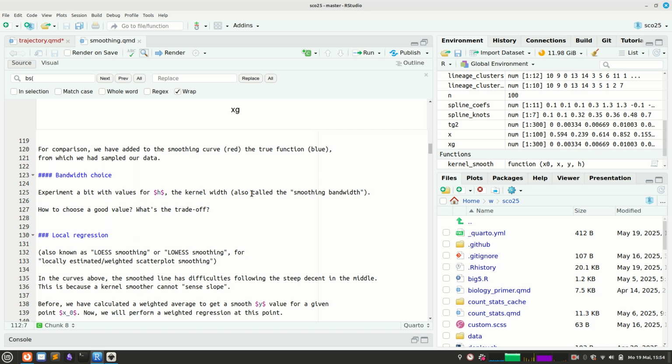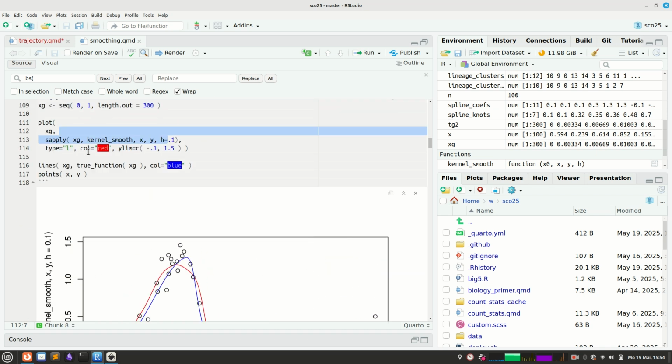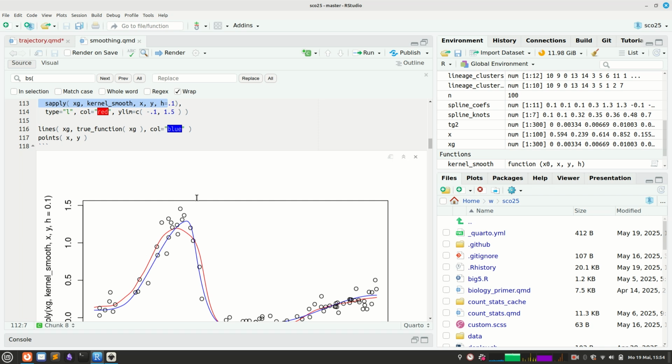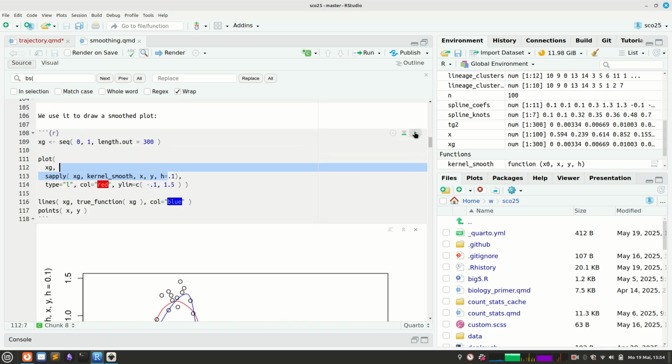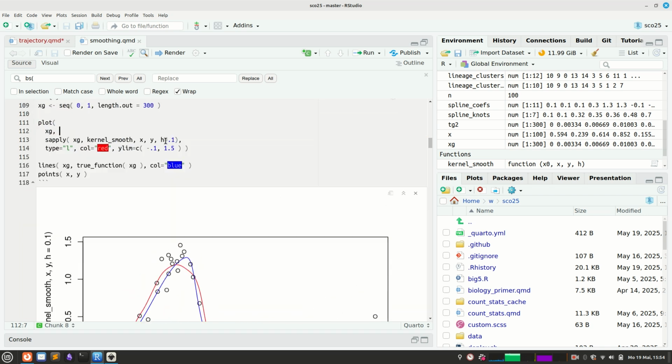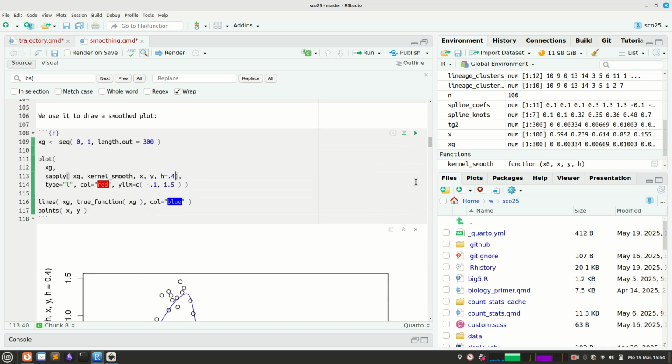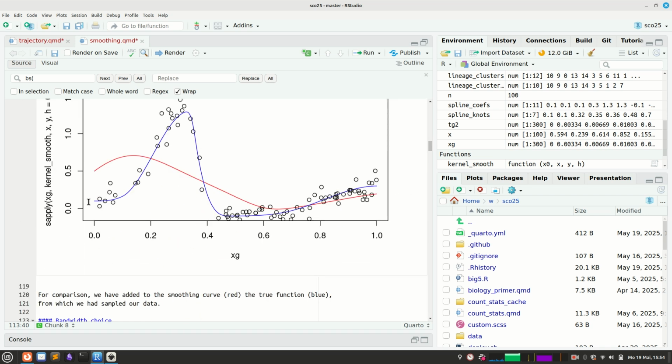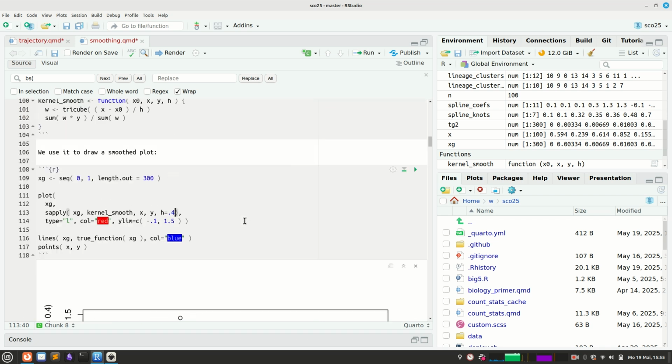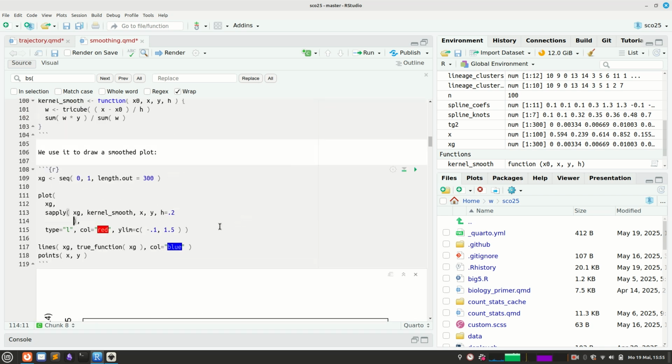Maybe before we go on, I should talk about the bandwidth choice. Here you see the smoothing function with a bandwidth of 0.1. Now what happens if I increase the bandwidth to maybe 0.4? As you can see, now we always average over the value minus 0.4 to plus 0.4, so we average over half of all the data, and so it cannot really follow the minute details anymore.